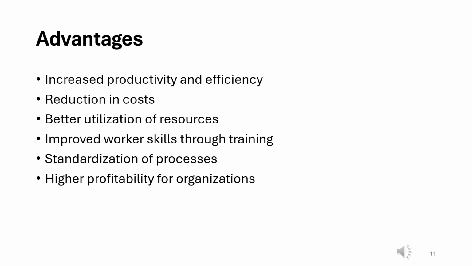Scientific management offers many advantages. It increases productivity by improving efficiency. It reduces costs by minimizing wastage of resources. Workers become more skilled through training and specialization. Standardization ensures consistency in operations. For example, companies like McDonald's use standardized processes to deliver consistent quality worldwide. This leads to higher profitability and better performance.